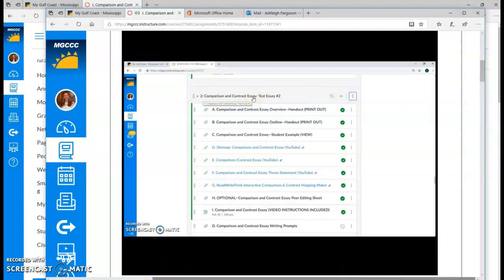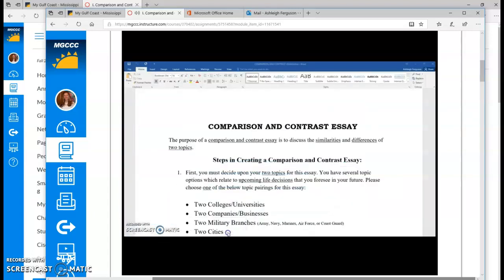Now, there are several things that I highly encourage you to print out. The first is this letter A, comparison and contrast essay overview. So please print that out, and it's going to look like this, okay? Now, just remember that the purpose of a comparison and contrast essay is to discuss both the similarities and differences of two topics. Now, I want to emphasize this needs to be both a comparison and contrast essay.